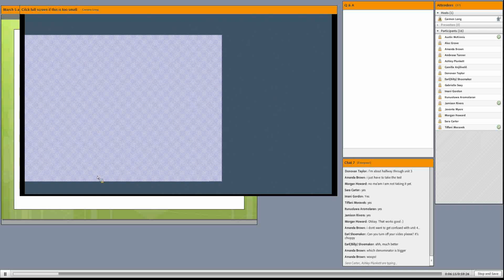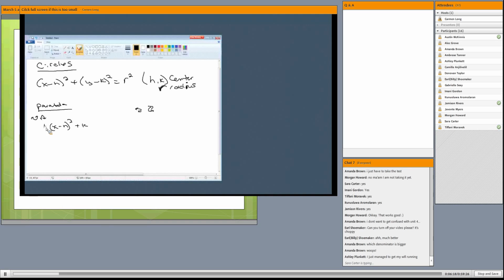And then we've got 1 over 4p, and then that equals y. So that's the equation if it opens up or down. And then if it opens left or right, we have x equals 1 over 4p, y minus k, and that's the tricky part to me, plus h. The y and the k always go together. The x and the h always go together. So this one goes left and right because the y is the squared term. This one goes up and down because the x is the squared term.